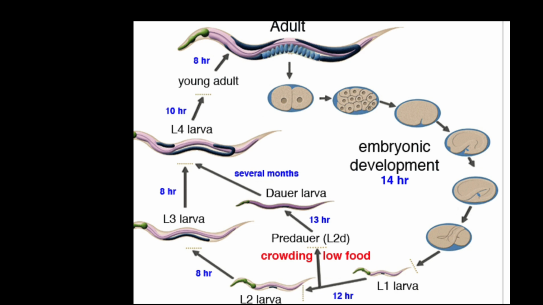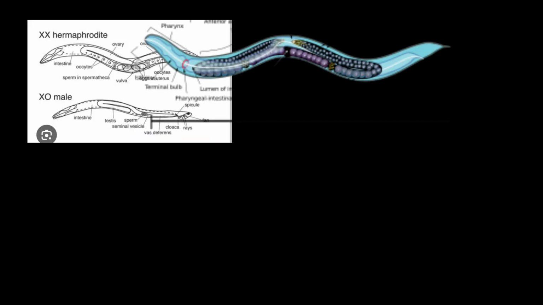Then the dauer, an alternative stage. If conditions are unfavorable, such as overcrowding, low food and high temperature, the worm can enter a stress resistant larval stage, arresting development for up to several months, and when conditions improve, the worm exits the dauer stage and resumes its regular development. Then as an adult, the worm becomes a reproductive adult after the final molt. The most common form is self-fertilization by hermaphrodites, though males also exist.